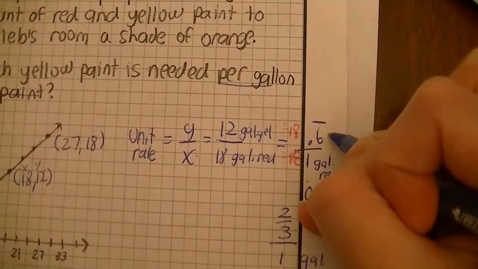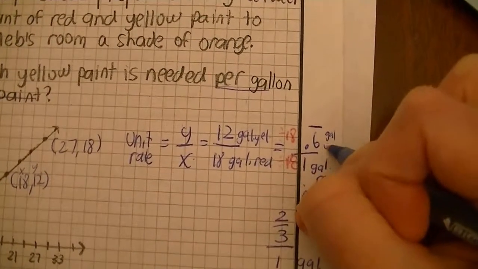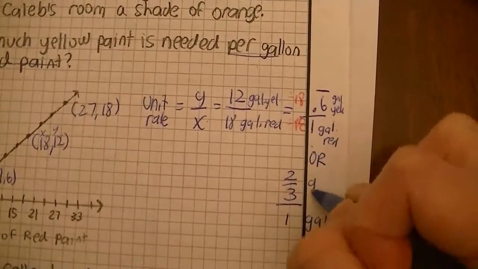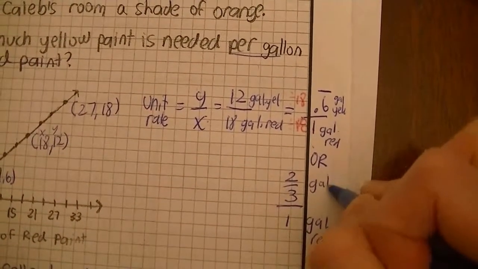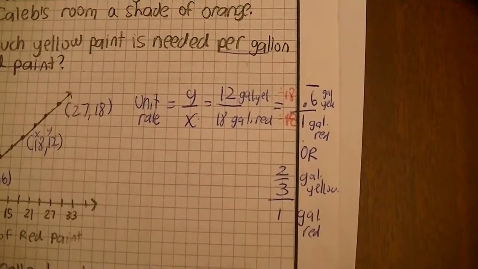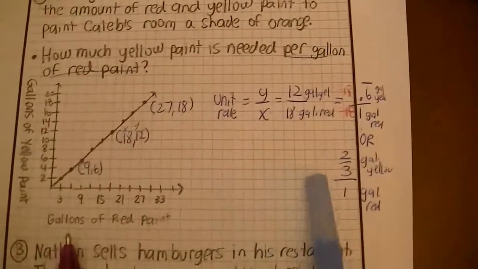0.6 gallons yellow. Or you can say 2/3 gallons yellow for every 1 gallon red. Okay. All right, so that's the unit rate.